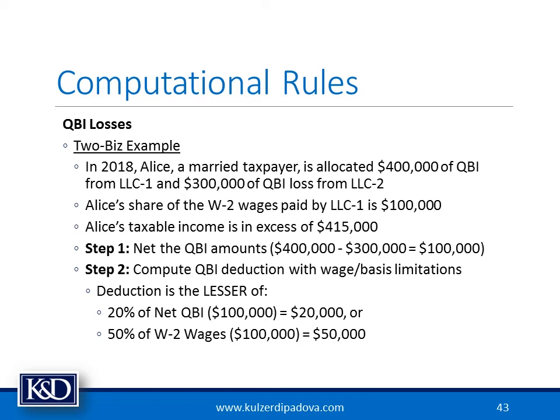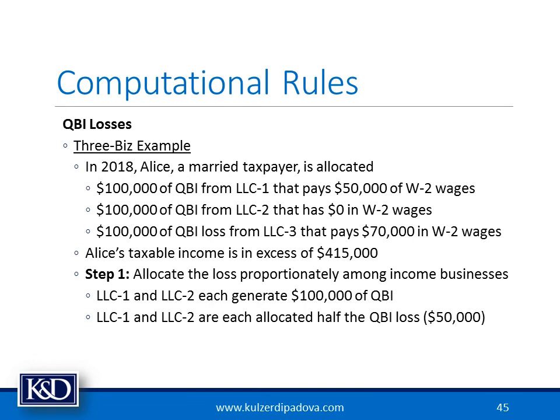We have wages in LLC 1. So 20% of the net QBI in this example was $20,000, and we had $100,000 of wages paid by LLC 1. We get to use 50% of that. So the lesser of those two numbers is $20,000. If, on the other hand, the W-2 wages were paid by LLC 2, we wouldn't be able to take those into account. You're not allowed to use any of the amounts that are in the loss business. So we only get to use it here because the wages were paid by LLC 1.